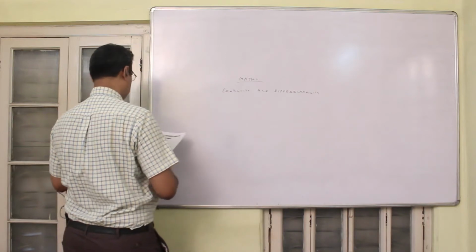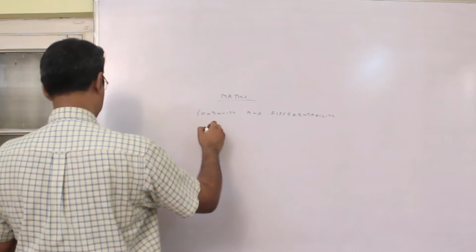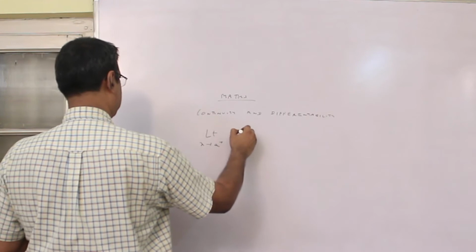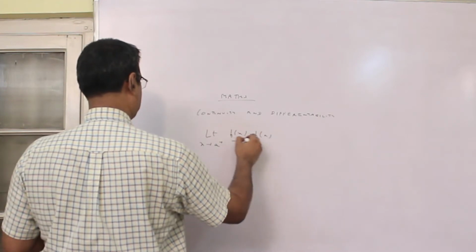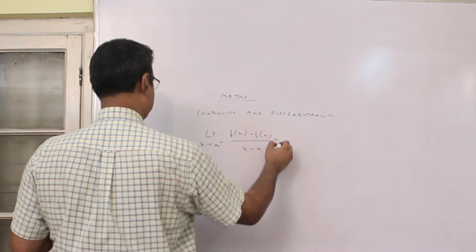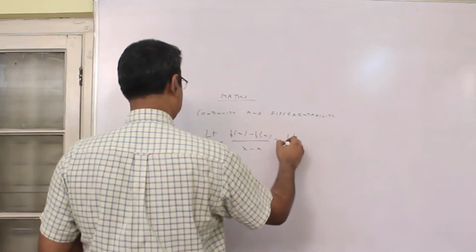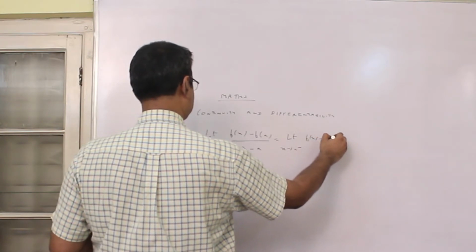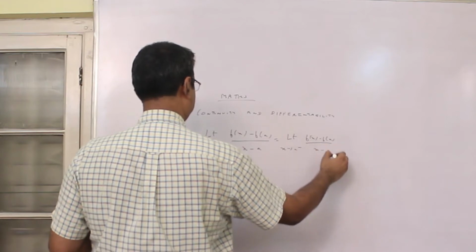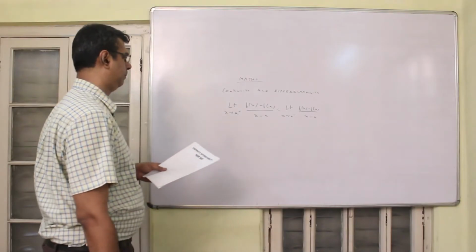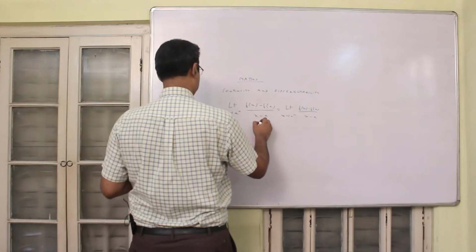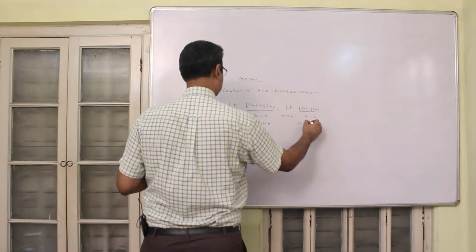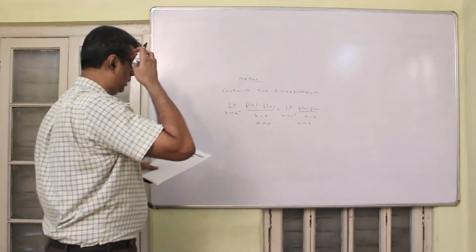Now let's talk about differentiability. If the limit of x tends to a plus of (f(x) minus f(a)) by (x minus a) is equal to the limit of x tends to a minus of (f(x) minus f(a)) by (x minus a), so we call this one the right hand derivative and this one the left hand derivative.